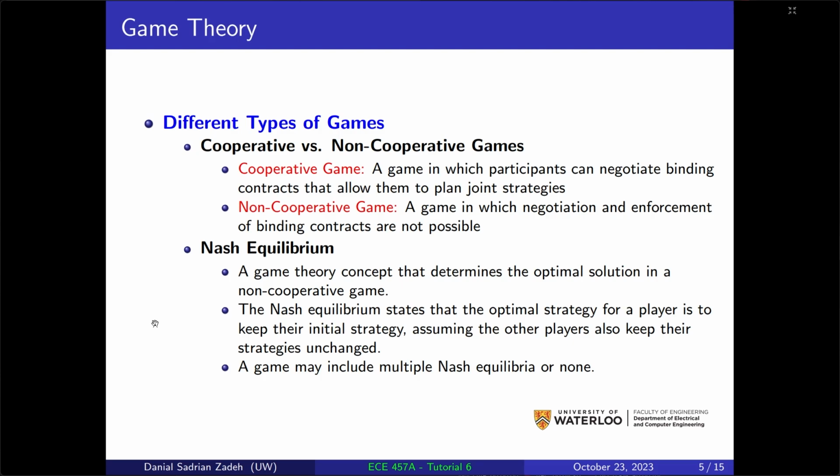Then we have Nash equilibrium. A game theory concept that determines the optimal solution in a non-cooperative game is basically the definition of Nash equilibrium. Based on Nash equilibrium, the optimal strategy for a player is to keep their initial strategy, while that player assumes the other players also keep their strategies unchanged. So a game may include multiple Nash equilibria or none.